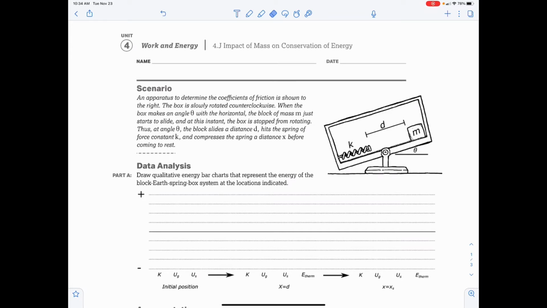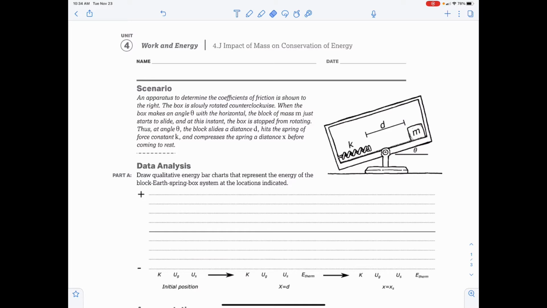AP Physics 1, Unit 4, Workbook, Work and Energy. Activity J, Impact of Mass on Conservation of Energy. Read the scenario along with me. Please remember to pause or rewind the video as necessary.